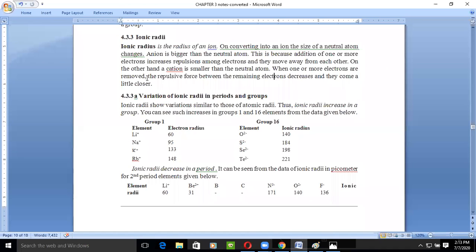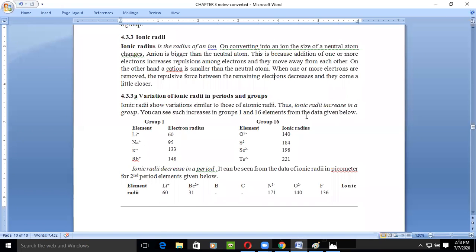which is smaller comparatively to the neutral atom. So there is a difference in size between these elements when they donate electrons and when they accept electrons. When they accept electrons, their size increases. When they donate electrons, the size decreases, right? So what will happen in group and period? We will discuss this.